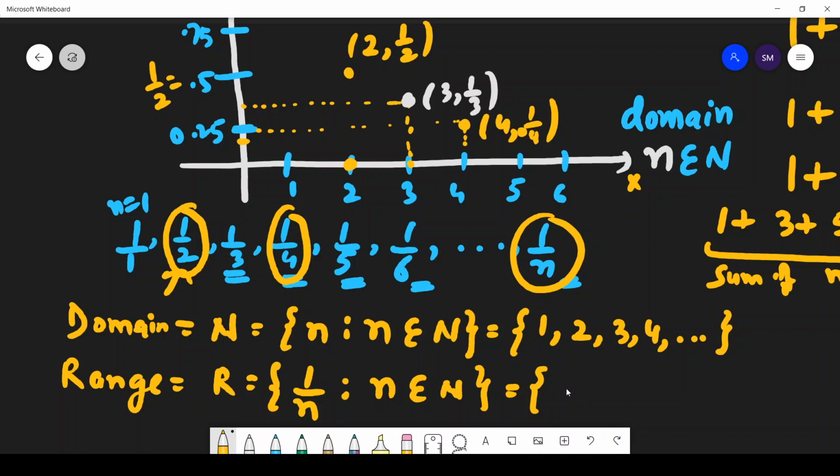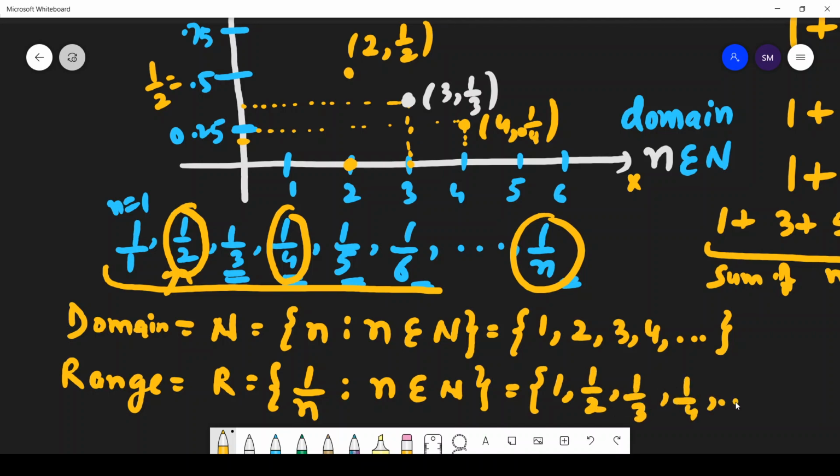So what will the range be, students? 1, 1 by 2, 1 by 3, 1 by 4, 1 by 5, 1 by n. The same sequence is the range. So students, you must have understood: the set of all values of x is the domain, and the set of all values of y is the range. So that's domain and range. So students, note it down. Noted, sir.